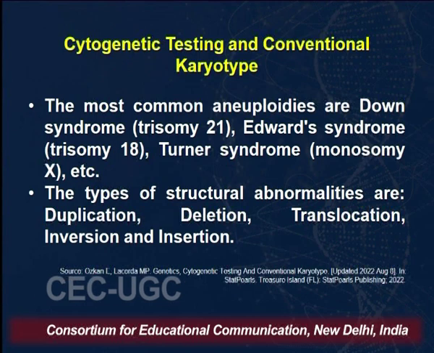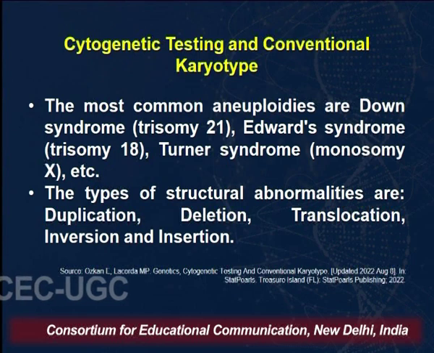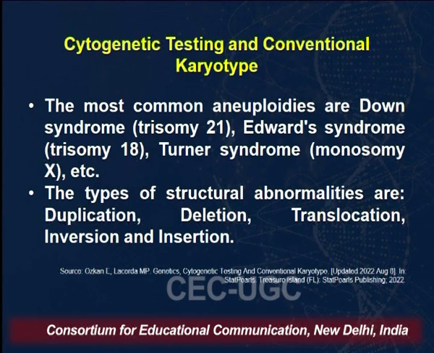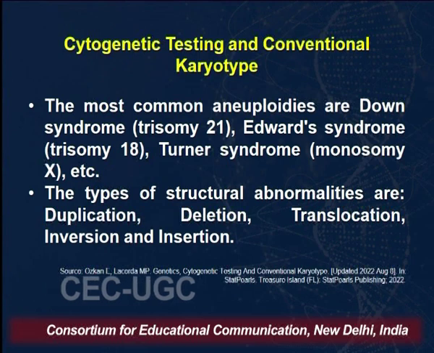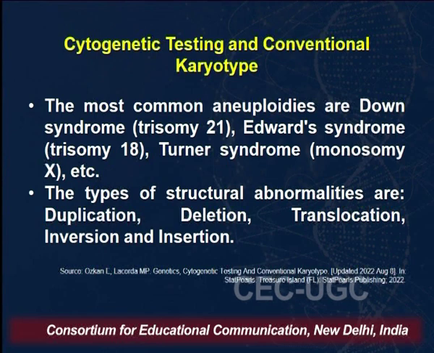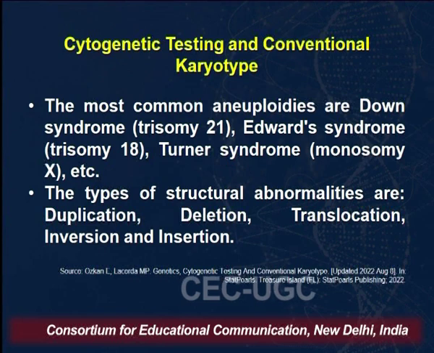Now, there are various aneuploidy conditions which have been recognized. For example, Down syndrome, where there is trisomy 21, Edwards syndrome, which is trisomy 18, and Turner syndrome, which is monosomy X. Apart from that, there are also structural abnormalities, which means that the structure of the chromosome is not proper or intact. There are various ways in which this occurs, which include duplication, deletion, translocation, inversion and insertion. We will come to each of them one by one with the help of images.